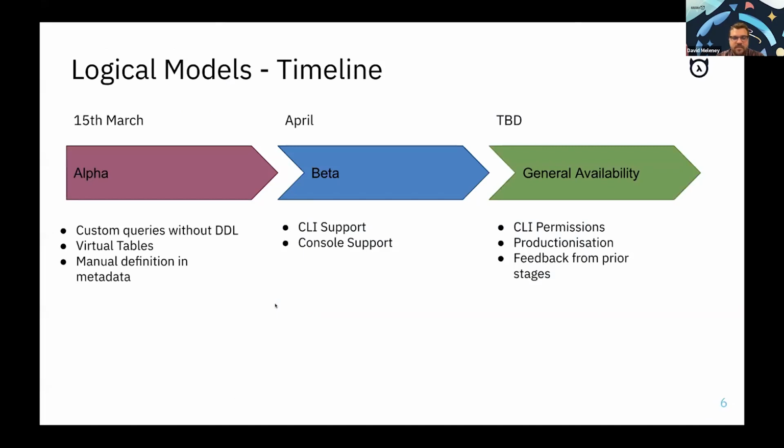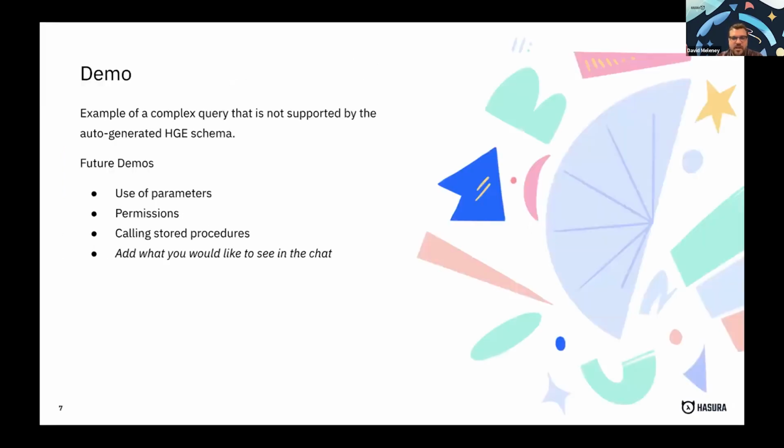Again, this is the timeline. We're kind of in early alpha right now. In April, we're planning on releasing a beta with CLI and console support. And then depending on the feedback we get from users during that beta, we'll release it to the GA.